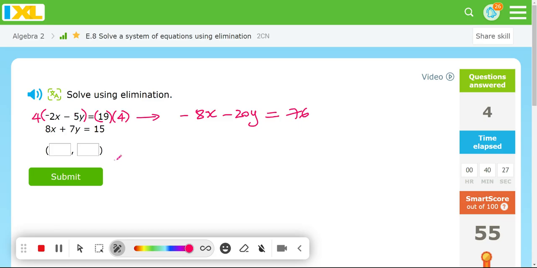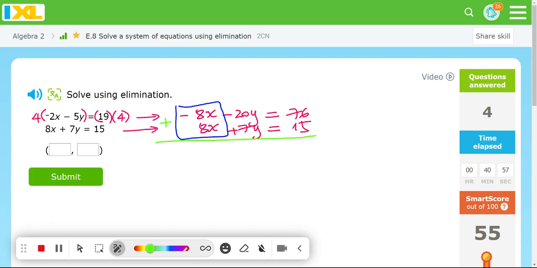Now I should rewrite the second equation exactly underneath. So I got 8x plus 7y equal 15. You can see these two terms are opposite. So if I add the two equations together, I would eliminate the x. So I got negative 13y. On the right side, this is 1, so 91.